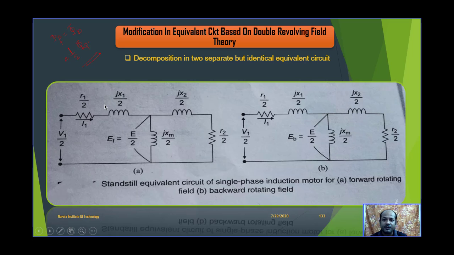So we have decomposed the standstill equivalent circuit of the single phase induction motor into two different circuits, one representing the forward magnetic field EF and the other representing the backward magnetic field EB. As we have discussed, the single phase induction motor is a series combination of two three phase induction motors where the number of turns are half. So all the parameters are made half: V1 by 2, E by 2, and all the rest of the parameters have half value.